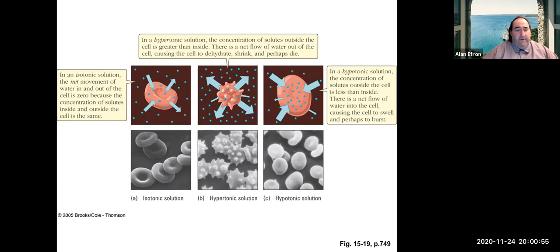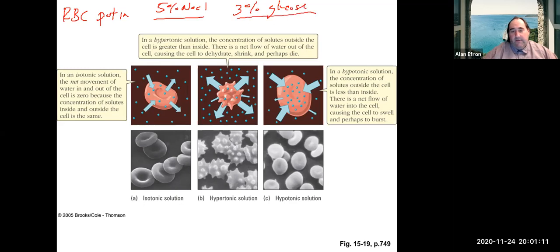For example, if we take a red blood cell and put it in, let's go with a 5% sodium chloride solution. Let's put it in a 3% glucose. Let's do H2O, pure water. Take a second and decide what will happen to each of these cells. Will they swell? Will they shrink? Will they be fine if you put it in there?